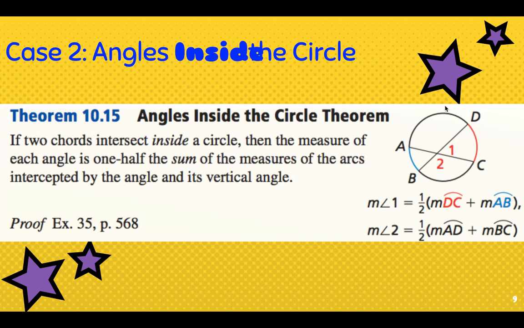Look over here at the diagram. We have the circle, an unnamed circle. We don't need the center or the name of it for right now. We have these two angles that are created. Let's just forget about angle 2 for a second and look at angle 1.